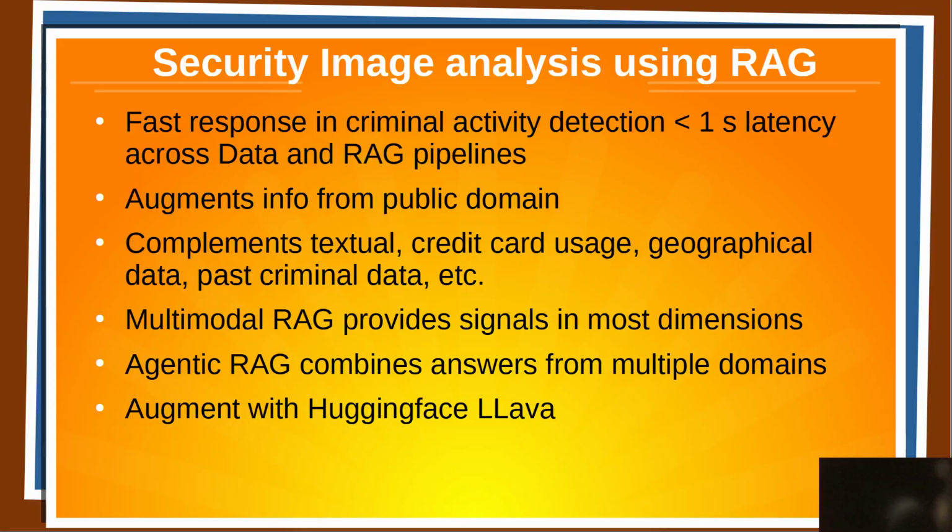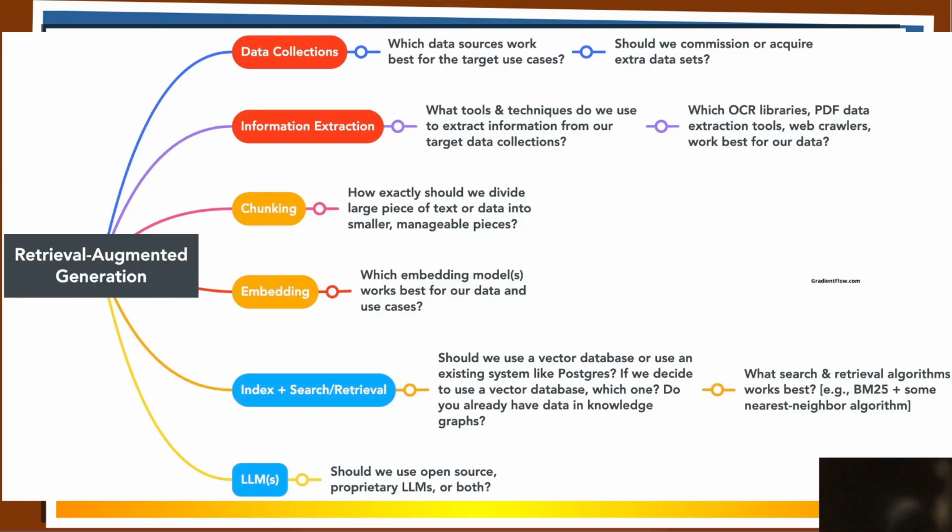Now we have various other models from Hugging Face like LLaVA that can be used to augment the information. So here's a graphic about how retrieval augmented generation works. You have data collections, information extraction, chunking, embedding, index plus search retrieval, and LLMs. So what are the data sources and how should we commission or acquire these extra data sets? How do we extract the information? What tools and techniques do we use? How do we chunk the data? If you take a large piece of data, how do you divide it into small manageable parts? And then you embed the data, which embedding model works better?